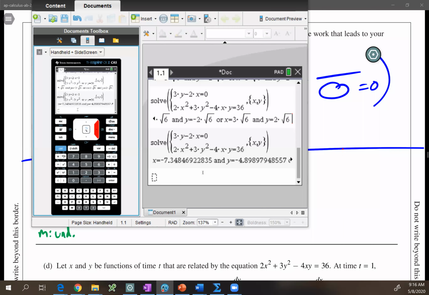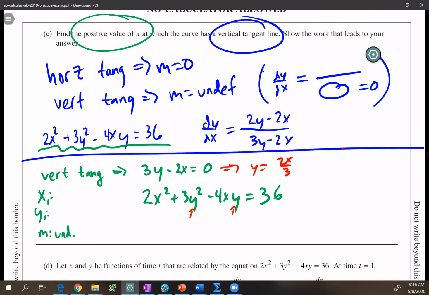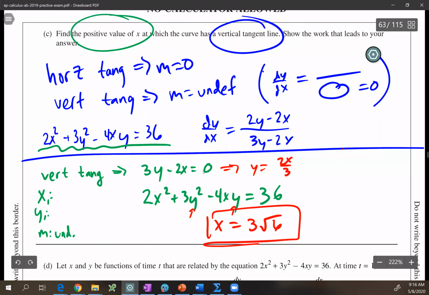Now we can write it this way if we want to. So the or is separating it. So this and was saying this is your x comma your y together. Those are a pair. Or here's your second pair, 3 radical 6 and 2 radical 6. But we don't care about the 2 radical 6. We just care about the x because that's what it wanted. So x equals 3 radical 6. And that's our answer.